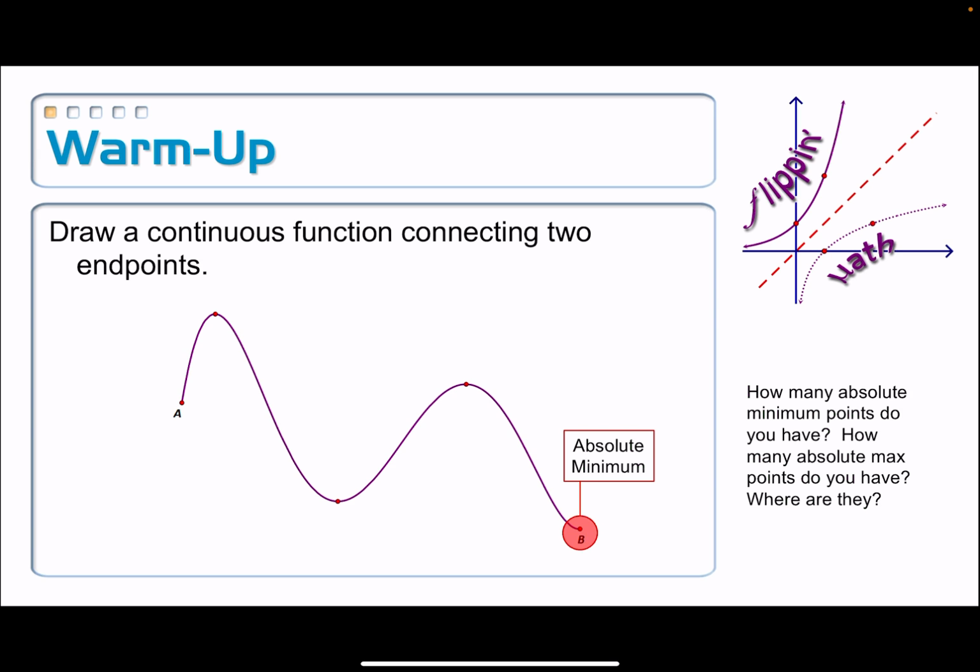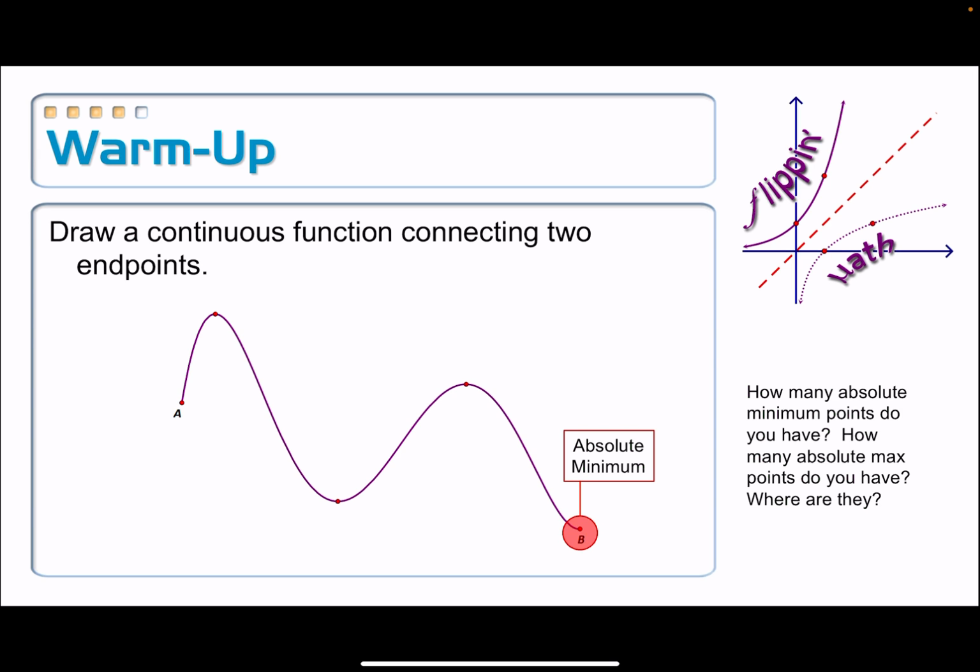Is that always the case? Do you always only have one? No, it's possible that you can have more than one, and I'll show you a graph of what that could look like here shortly. But for this one, I just have one. And notice that it does occur at the endpoint of the graph.